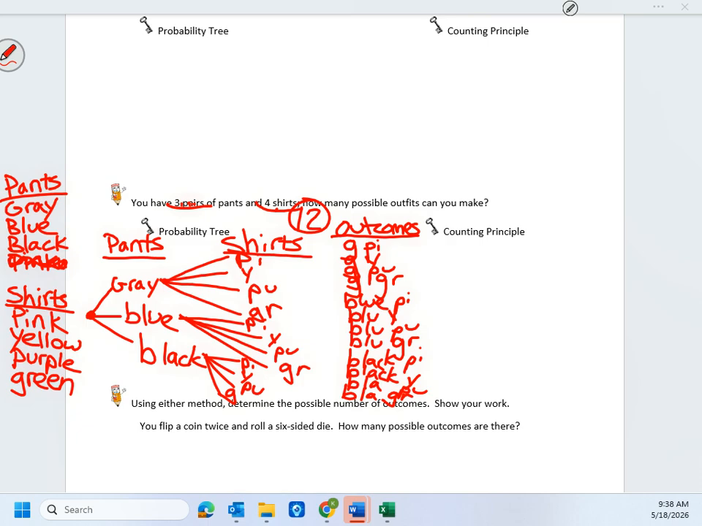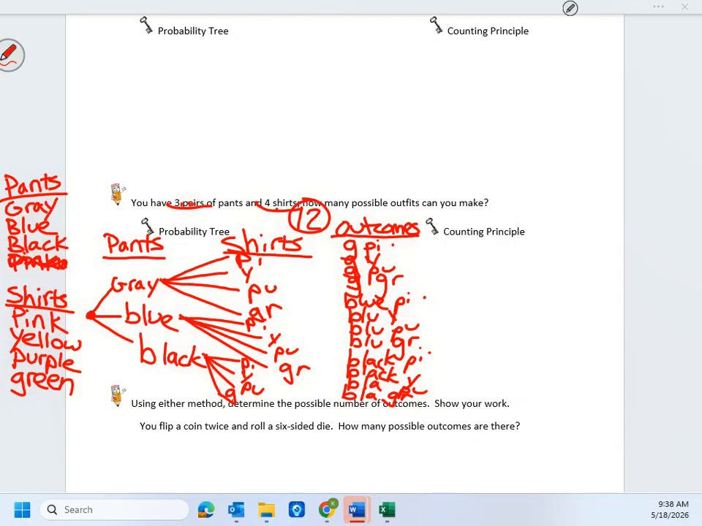So we had 4 gray pants, 4 blue pants, 4 black pants with the different colored shirts that go with them. We would use the probability tree if we want to know, like, how many outcomes with a pink shirt. We could look easily and say, okay, there's 1 pink shirt, another pink shirt, and another pink shirt. 3 of those 12 outcomes would have a pink shirt.